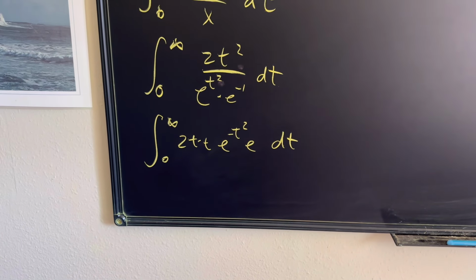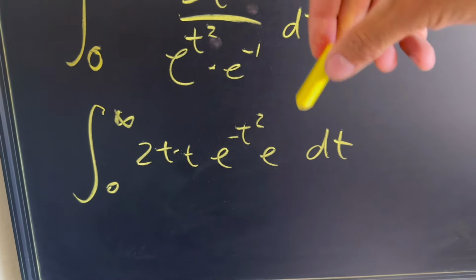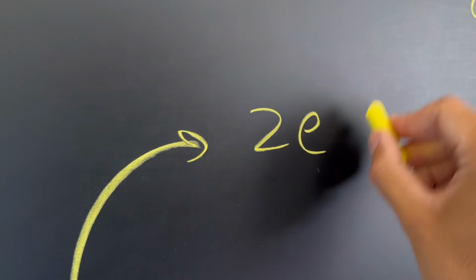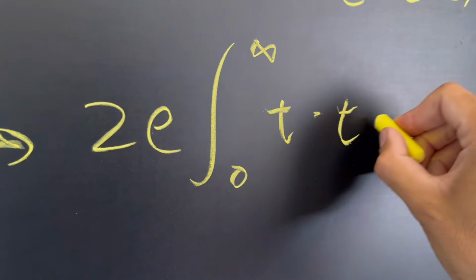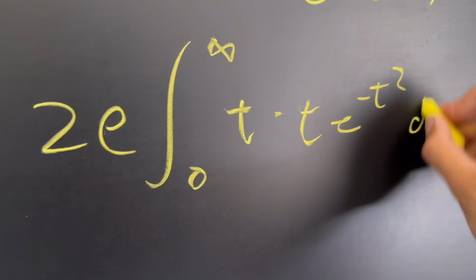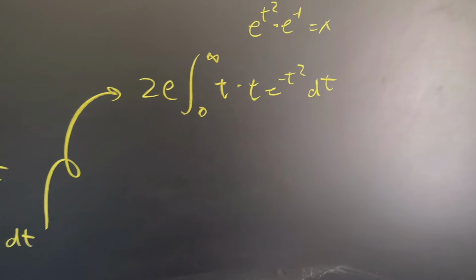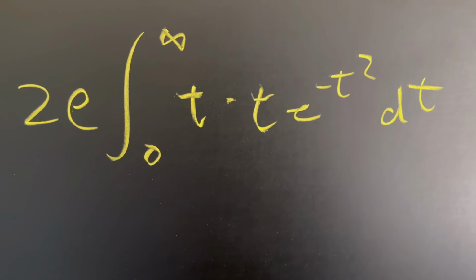Well, let's see. We have two constants, a 2 and an e. So let's go ahead and rewrite this as 2e times the integral from 0 to infinity of t times t e to the negative t squared dt. Okay, now the reason why I did this is because we want to do integration by parts.